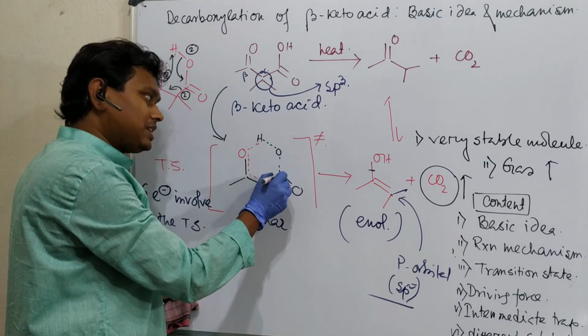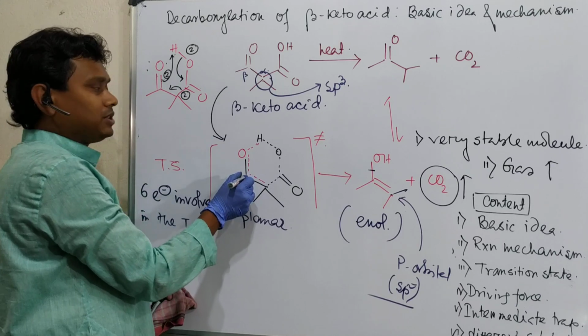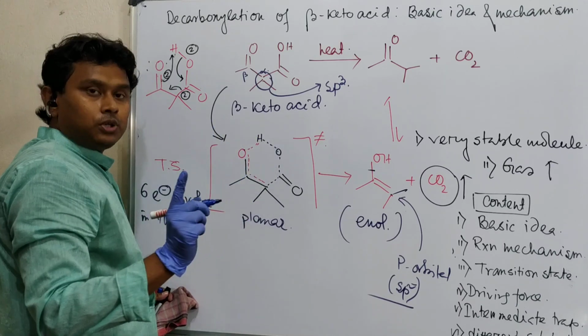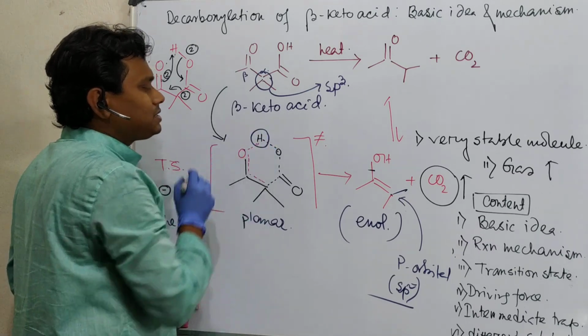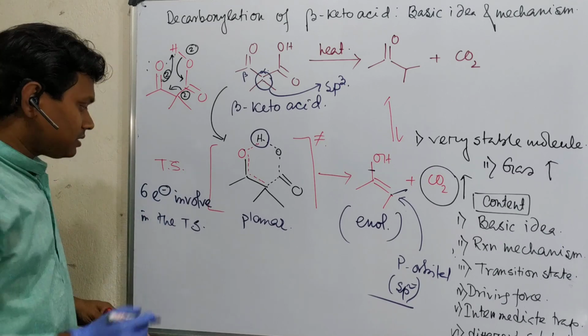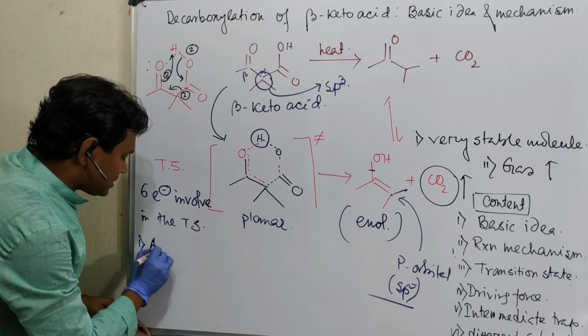The p orbital was previously here. This is a carbonyl group p orbital there. Oxygen was there, sp2, and hydrogen has no p orbital. It's an s orbital, but it is vacant. So we may consider, it's my personal opinion, an aromatic type TS.